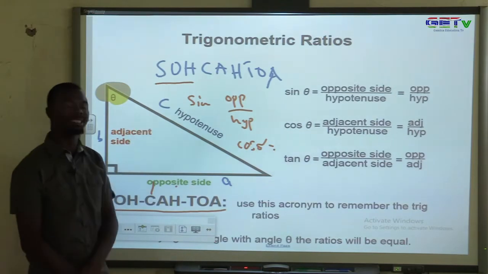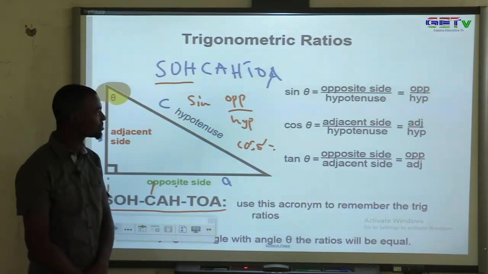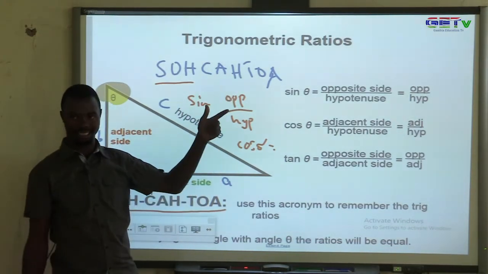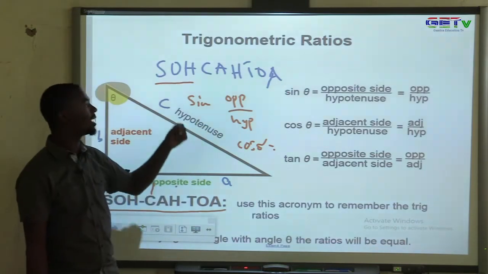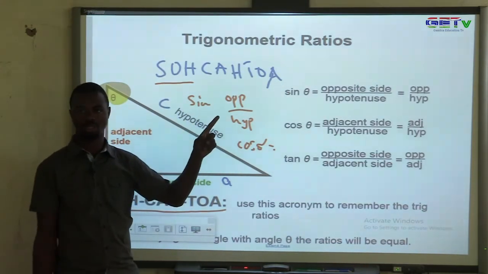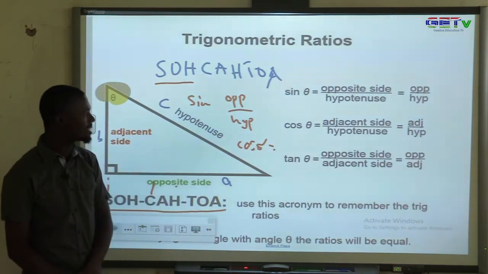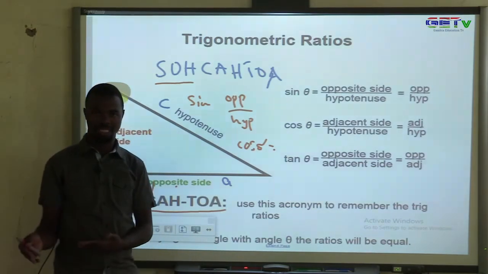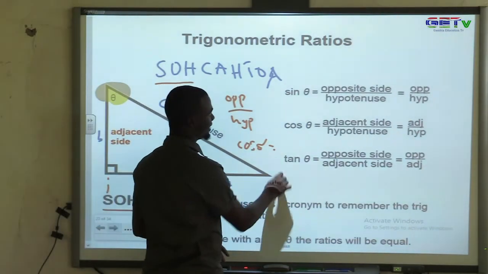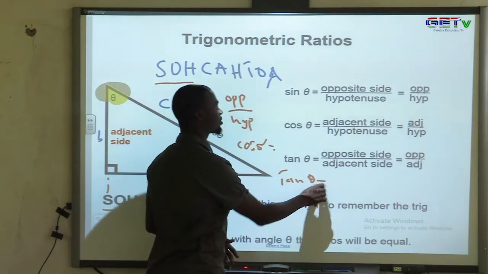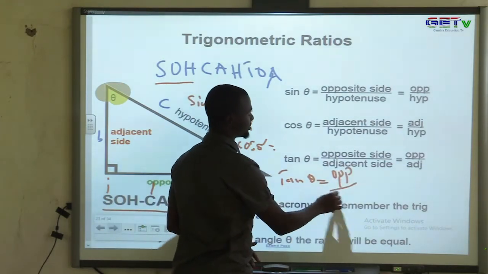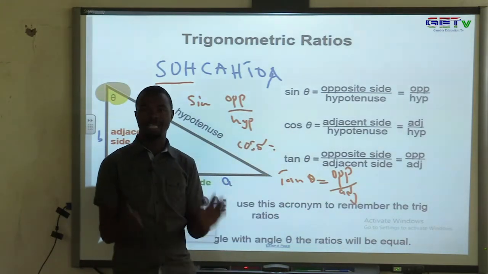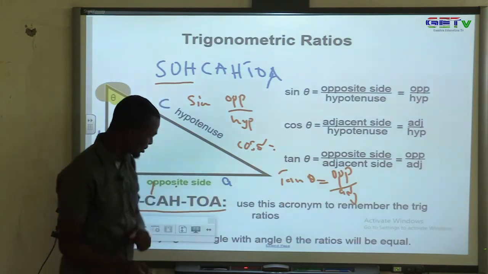Now the third one is TOA. The first letter in that set of three letters is T, and that one is tangent. The second letter is O, O is opposite, and A is adjacent. So this means tan theta is equals to opposite over adjacent. Tan theta will give you opposite over adjacent, like the way they are there. So these are the basic trig ratios.